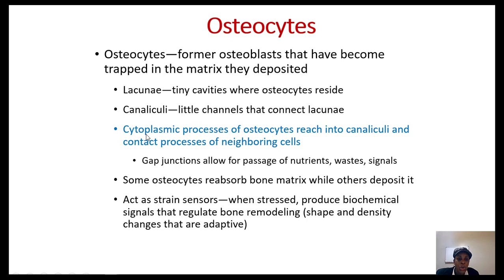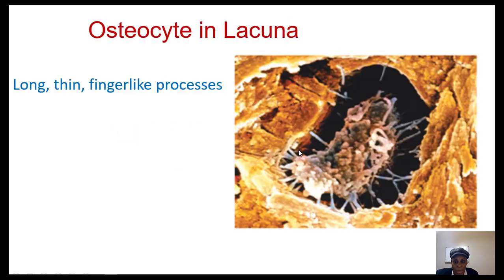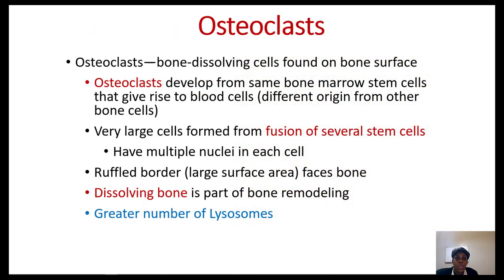So the cytoplasmic processes of osteocytes reach into canaliculi and contact processes of neighboring cells. Let me show you the picture here. So the osteocytes, which are grown, mature osteoblasts, live in little lakes called lacunae, with long, thin, finger-like processes that run through canals called canaliculi so that the bone cells can communicate with each other. So osteocytes are in the lacunae. They have processes. They're grown, mature bone cells. Younger cells are called osteoblasts.